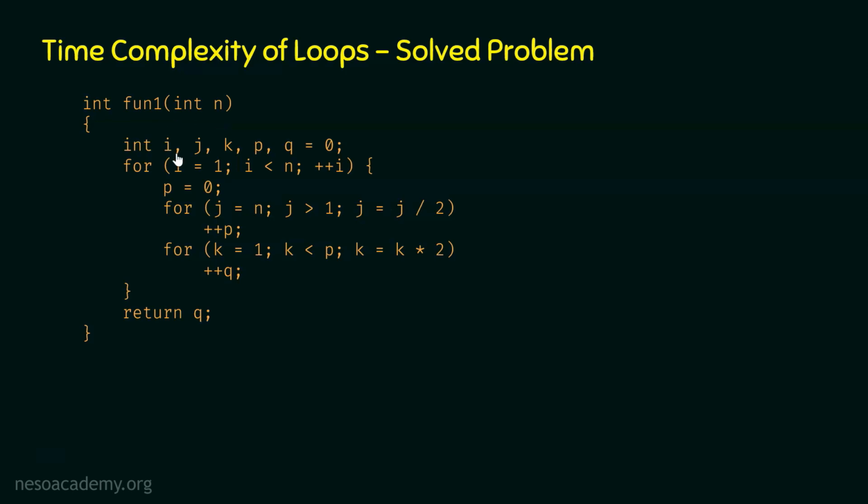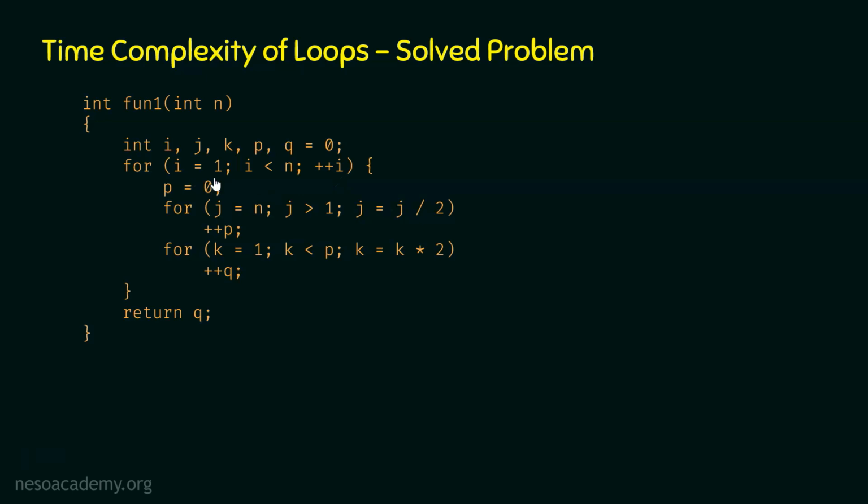Within this function we have a total of 5 variables i, j, k, p and q, where q is initialized to 0. After this we have this for loop where i is initialized to 1, i is compared with n. If i is less than n, then the loop body will execute. After this, i will be incremented by 1. Clearly, this for loop will run n minus 1 times.